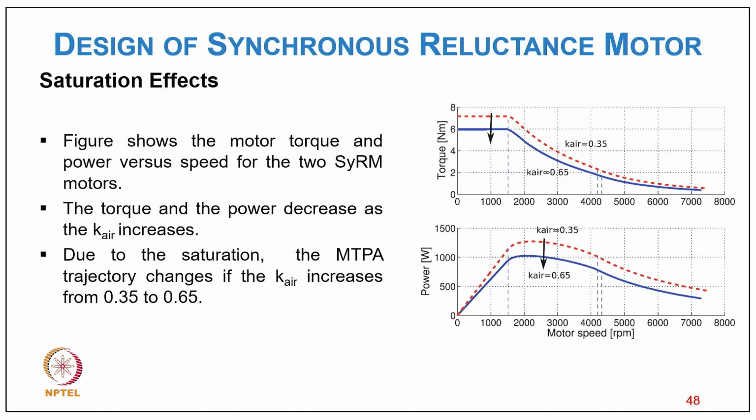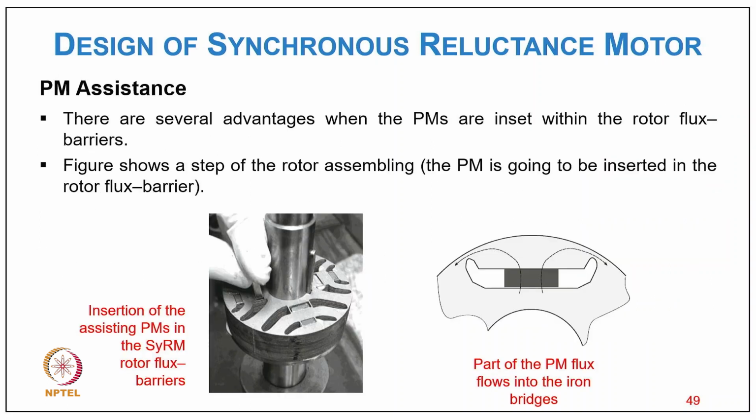Now the figure shows the motor torque and power versus speed of the two synchronous reluctance motors, and the torque and the power decrease as the Kr increases, and due to the saturation the MTPA actually changes if the Kr increases from 0.35 to 0.65.